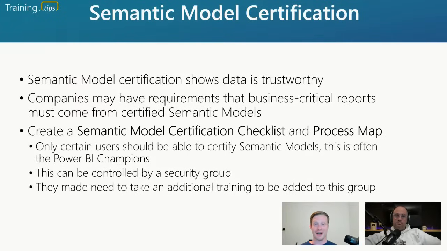Then we look at semantic model certification. So we looked at an example of a process map around this, but this is a really, really great point. And I think certification is a fantastic feature in Fabric, and one that I really recommend looking at when you're talking about enterprise data. What we would say is if it's certified, we show that this data is trustworthy.